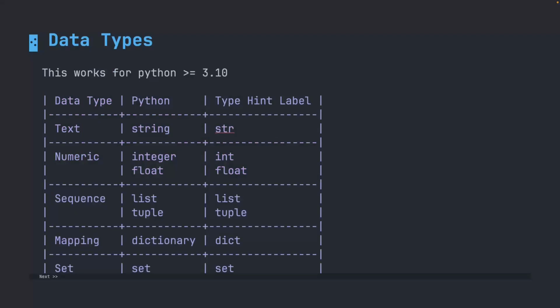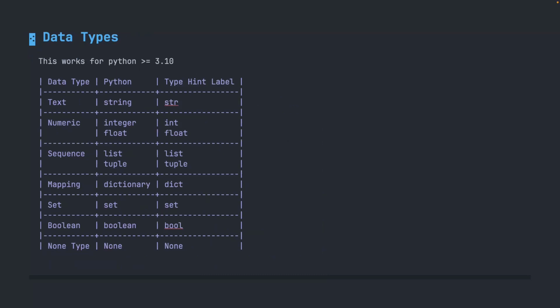Now, what do you actually put there for the type hints? Because that code that I wrote on the previous page won't actually run. Here, if you're dealing with text, which is a string in Python, the type hint label that you would use is str. If you're working with numeric data and it's an integer, then you would use int, for float, float, and so on. So I'll leave this up here for you, and we'll take a look at this special None type object in Python in just a little bit.